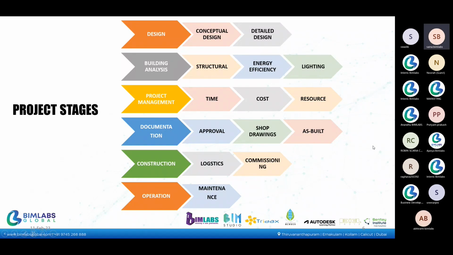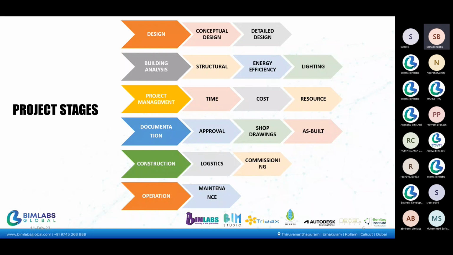Okay. Next one is the project management stage. In this stage, there are three components, that is time, cost, and resources. What time, cost, and resources in project management mean is that through our BIM software, we can calculate the time needed for completing our building model, the cost needed for completing our project, and the resources. Resources means men, material, and labor, etc. These three components can be managed within this project management stage.